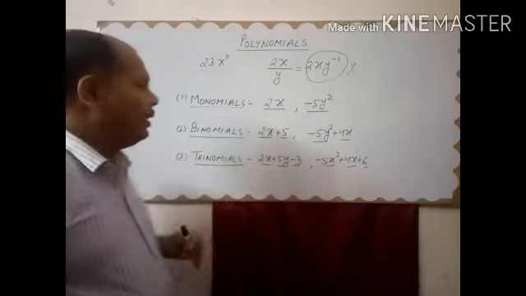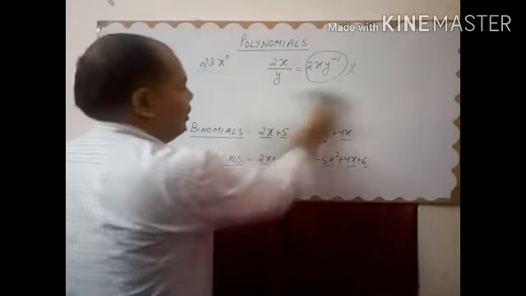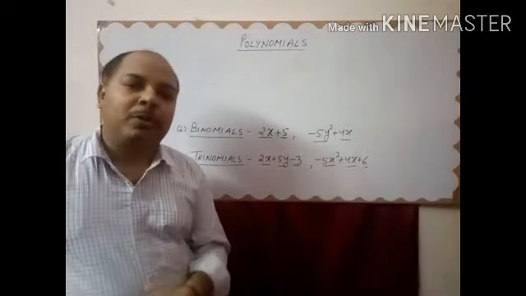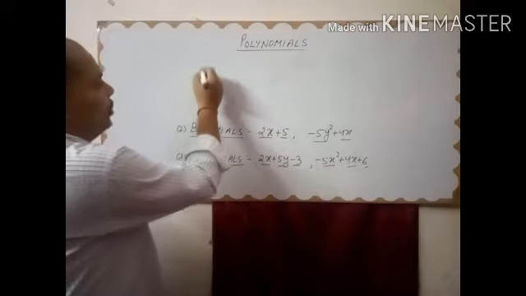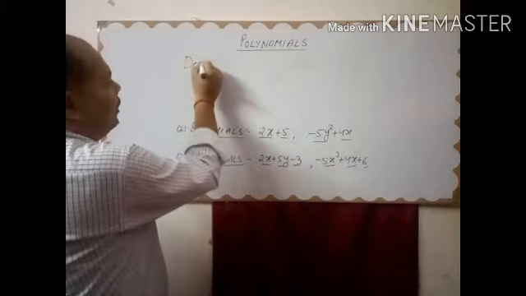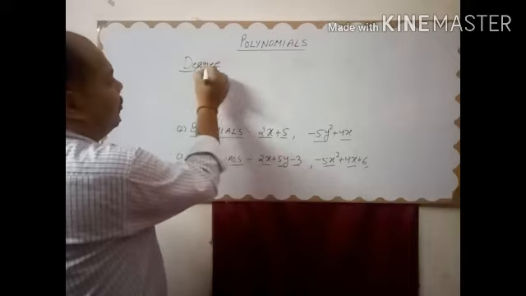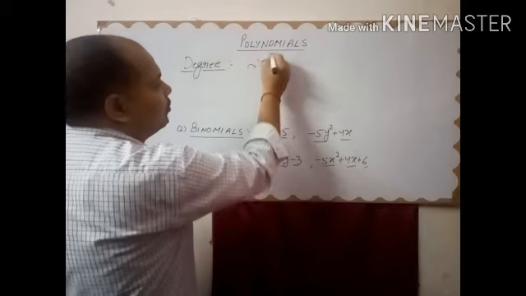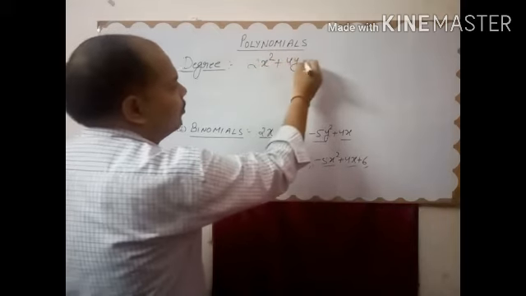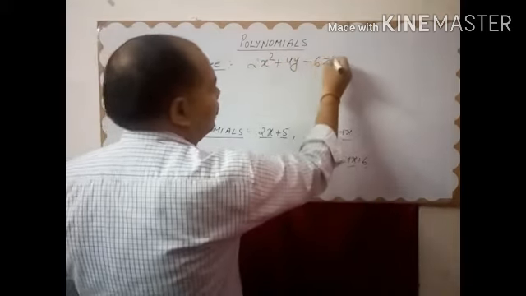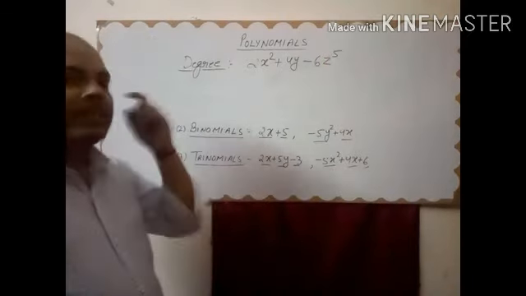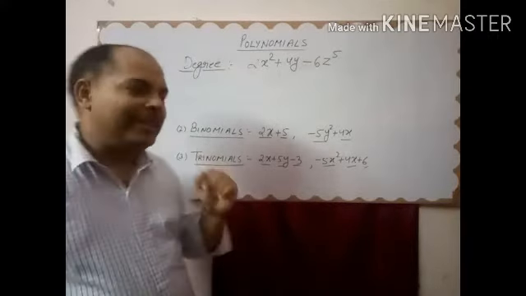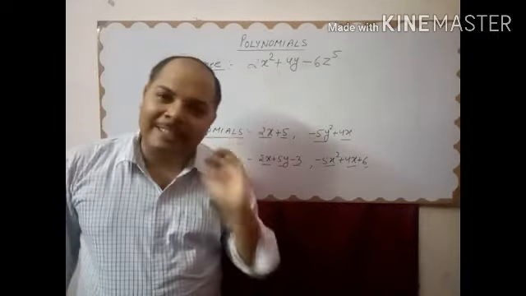Okay. One thing I want to share with you, a very important term is this: degree of a polynomial. How do we find the degree of a polynomial? So let's take an example. In this polynomial, tell me what type of polynomial is this? Yes, very good. Trinomial, because it has 3 terms.